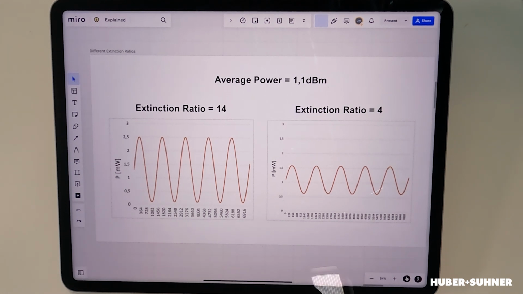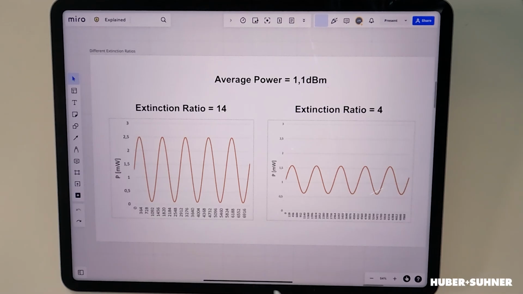As stated before, all the elements between the transmit and the receive in a link draw away optical power, meaning they reduce the amplitude of the signal. So that's why this signal here with the extinction ratio of 14 will have a much further reach than the signal with an extinction ratio of 4.